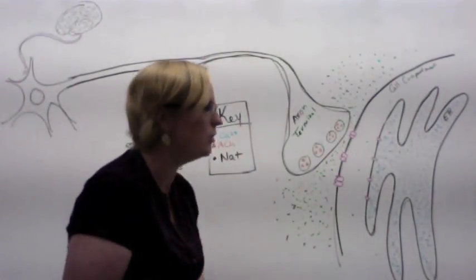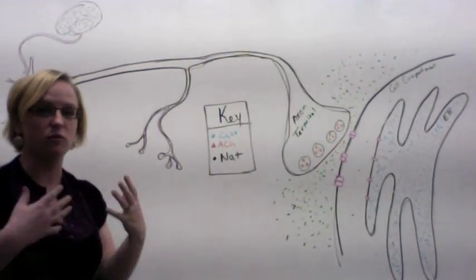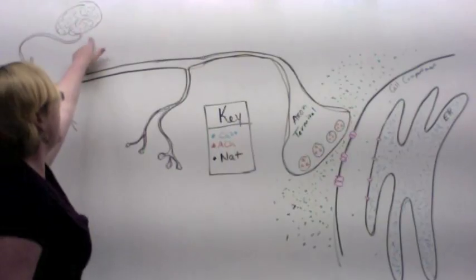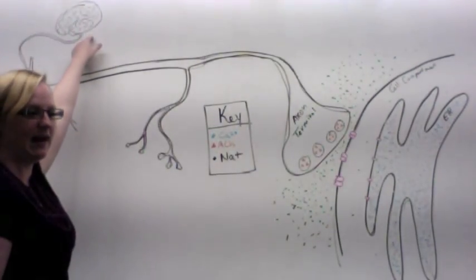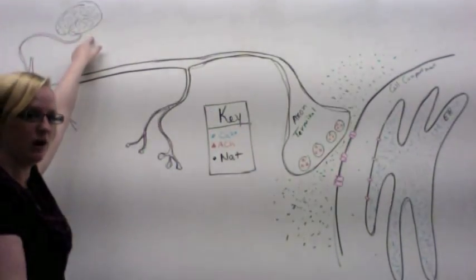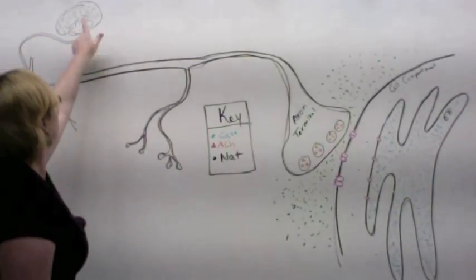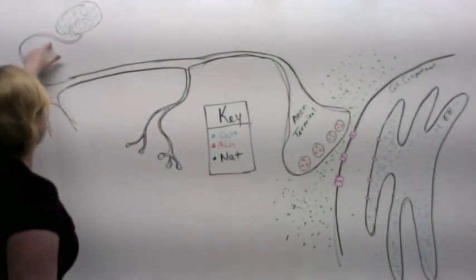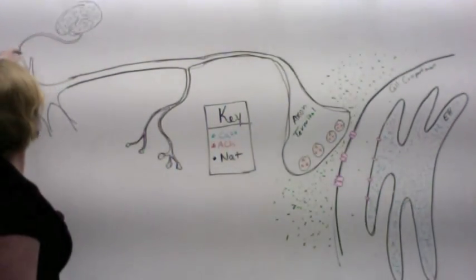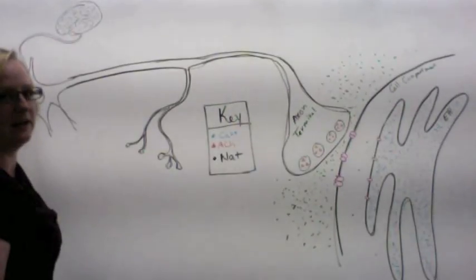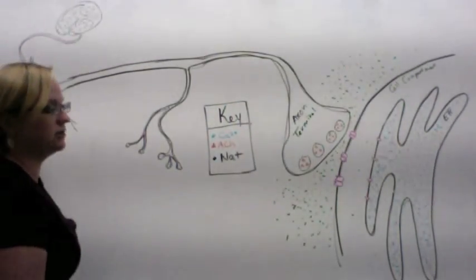Okay, so what happens when we want to move? Like I said, we have our brain here, and we say, hey, I want to move my arm and show off how buff I am. So the brain's going to send a message via a neuron and an axon to another neuron to say, hey, I want you to talk to the muscle so that you can make it contract. Okay?